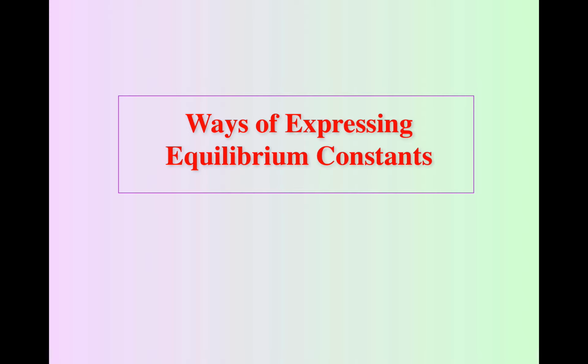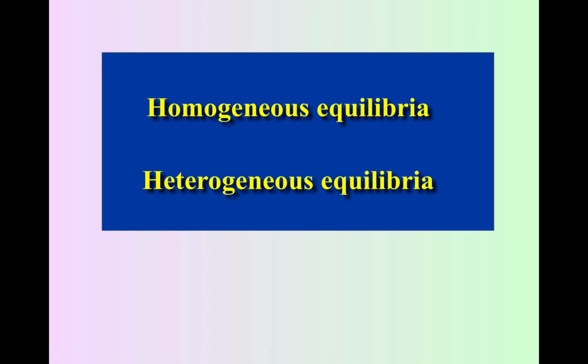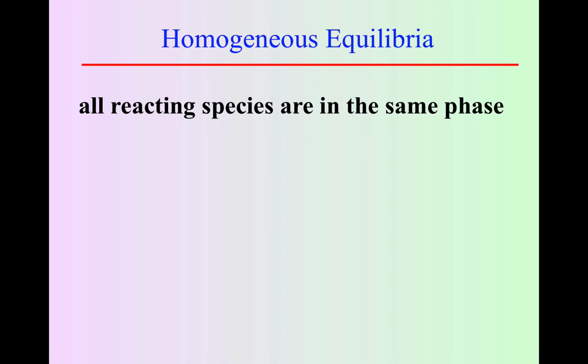When we talk about ways of expressing equilibrium constants, first we have to decide, are we dealing with a homogeneous equilibria or a heterogeneous equilibria? When we talk about homogeneous equilibria, the reactants and the products are in the gas phase or the aqueous phase. So that's what it means for all reacting species to be in the same phase. They're in the gas phase or the aqueous phase.